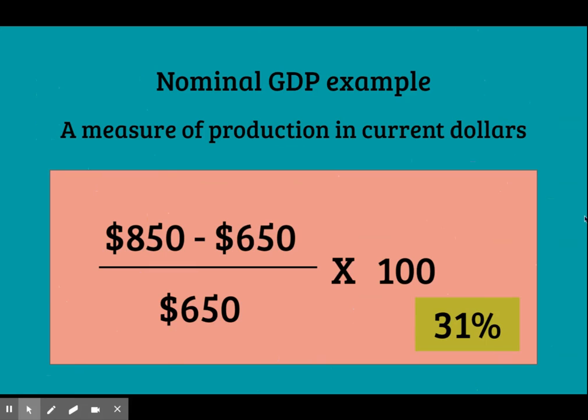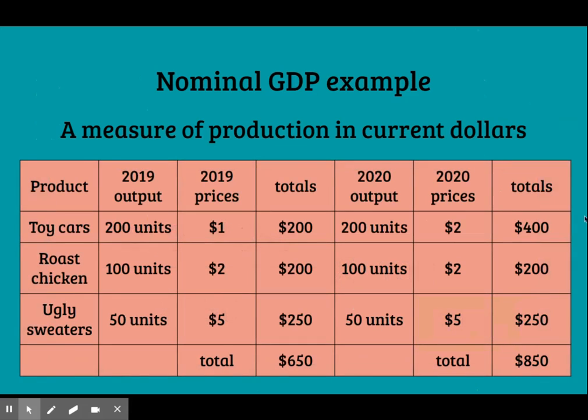Did our economy really grow by 31%? Let's look at the number of units produced again. If you look at the number of units produced from 2019 to 2020, you can see that we didn't actually produce any more units than we did before. So what happened? Well, the price of toy cars doubled from 2019 to 2020. This isn't a change in productivity. This is just inflation. So, how can we get a real measurement of change?